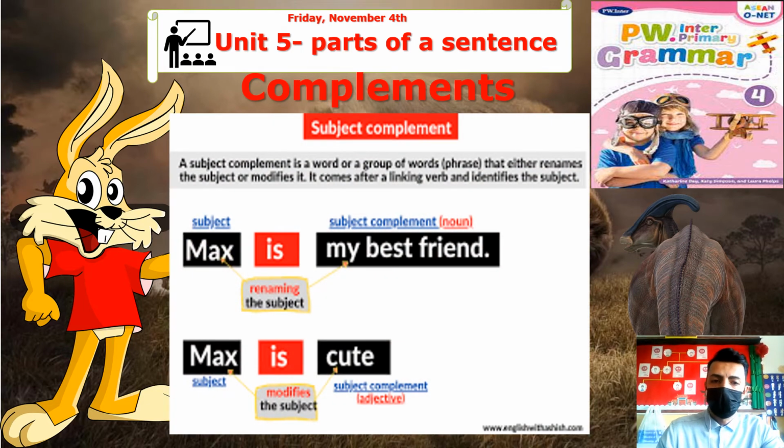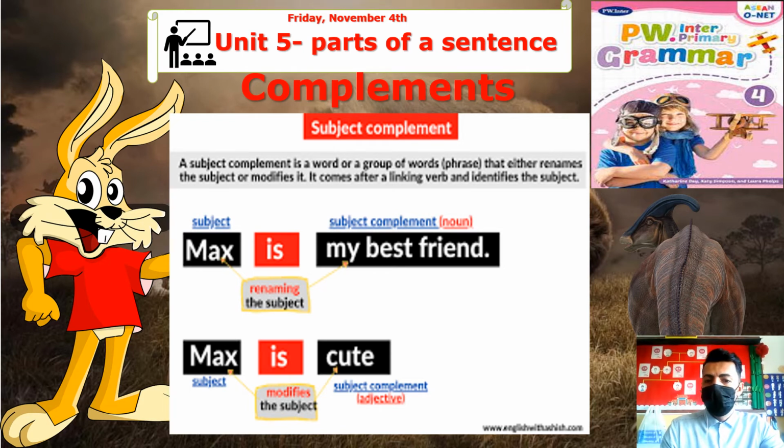Here, in the first sentence, Max is my best friend. As I mentioned earlier, complements can be one word or a group of words, and it could be either a noun or an adjective. Why? Because complements give more information about the subject.